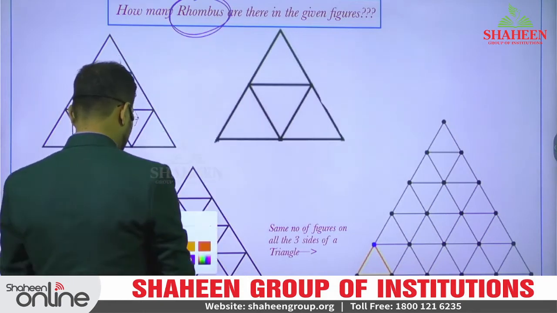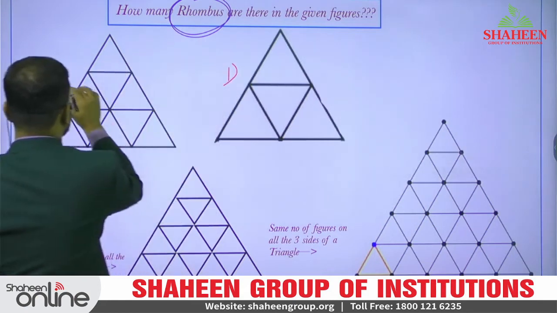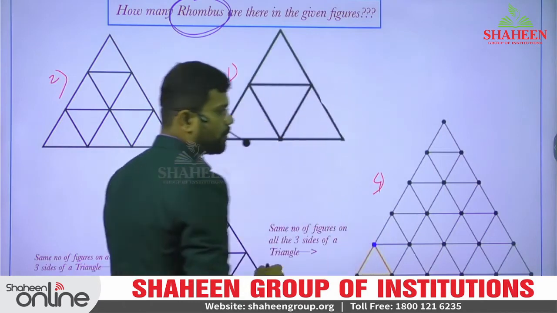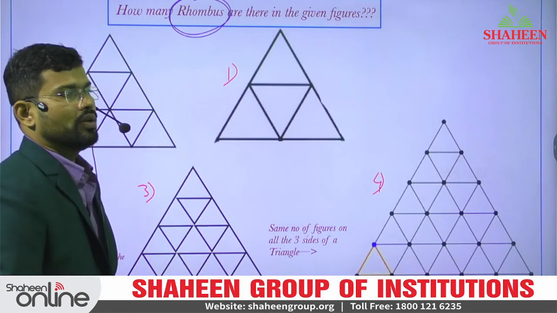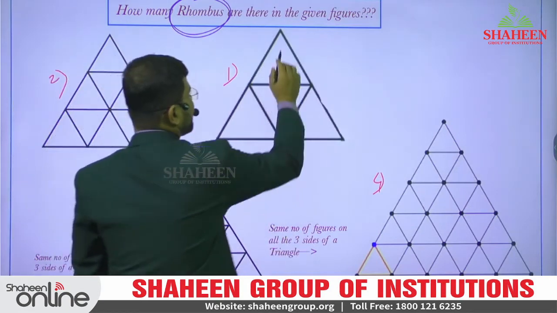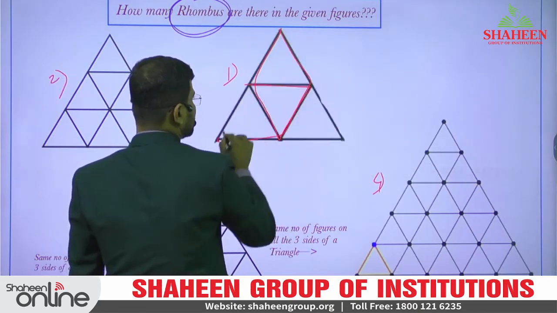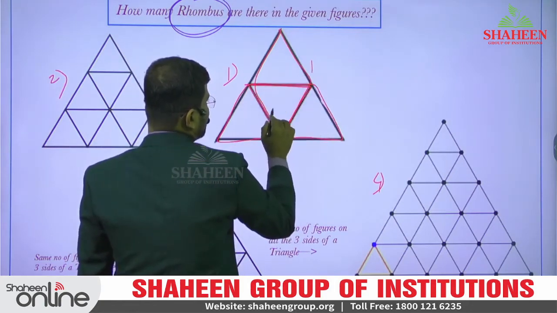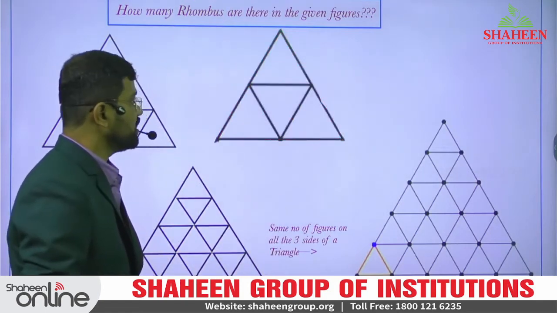Now let us see this one by one, by example. 1, 2, 3, and this is 4. Yes, 1, 2, 3 and 4. Now friends, how many rhombus are there? Let us count manually. This is 1, 2, 3. So this is 1, this is 2, and this is 3. Now on screen we are seeing there are 3 rhombus.